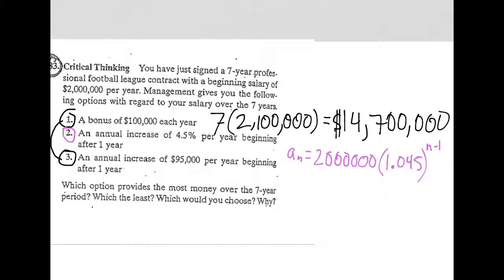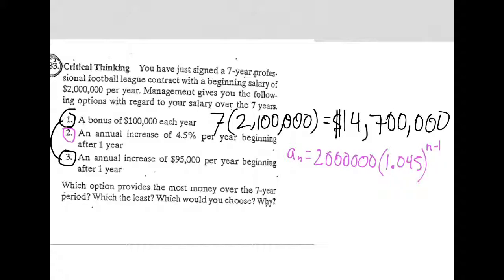If I plug in 1 for my first year, I should get a salary of $2 million. Do I? Well, yeah, I do, because you plug in 1 to the exponent. 1 minus 1 is 0. So 1.045 to the 0th power is 1, so I get $2 million. And then when I plug in 2 for year 2, I get 2 minus 1 is 1, so I get the 1.045 multiplier on top of my $2 million. So my increase has started after year 1.